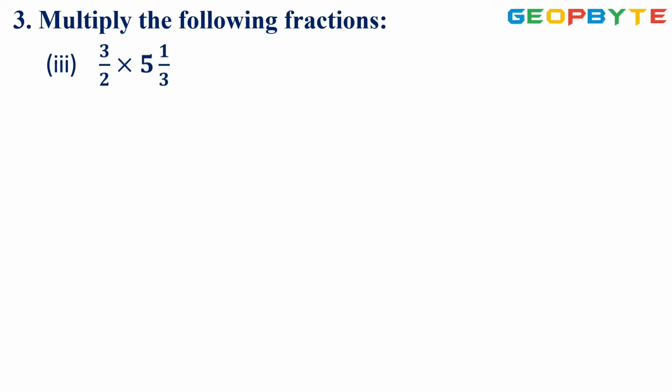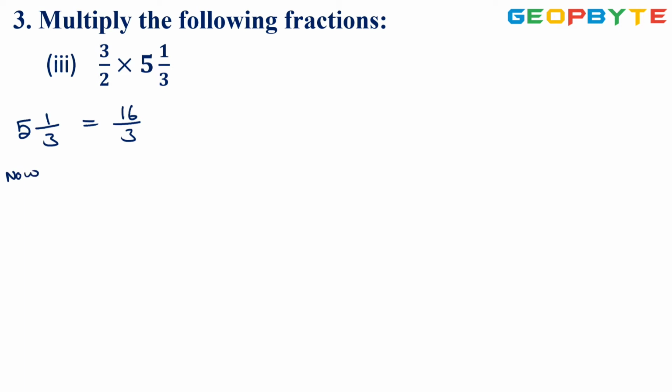Next, third question. 3 by 2 into 5 1 by 3. First convert the mixed fraction into improper fraction. 5 1 by 3, which is equal to 3 5s are 15 plus 1, 16. So 16 by 3.